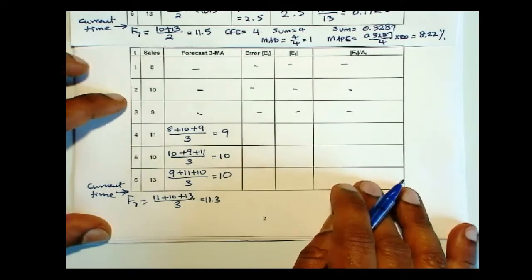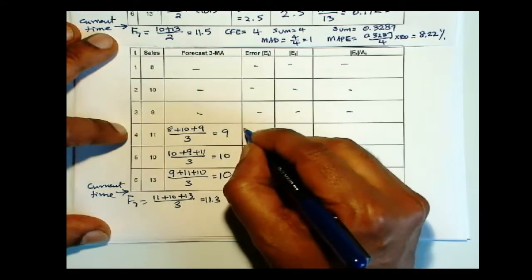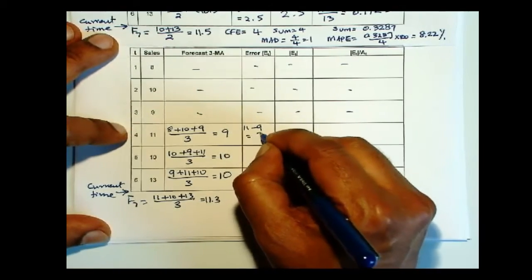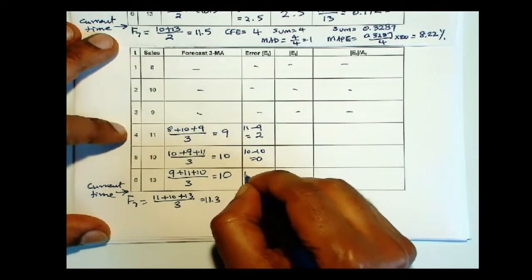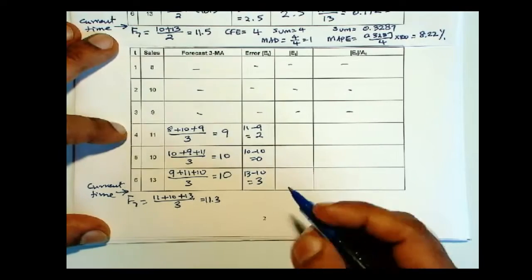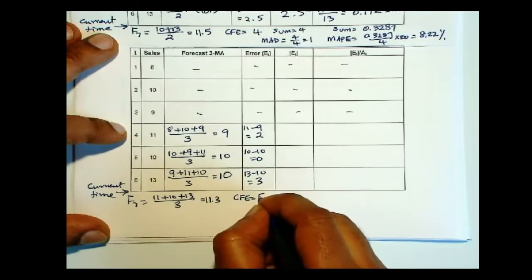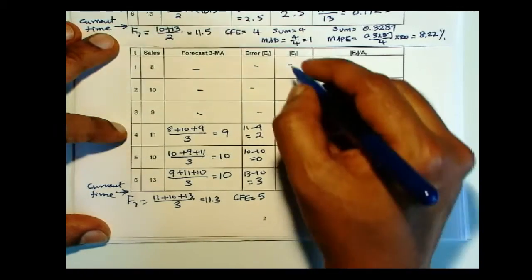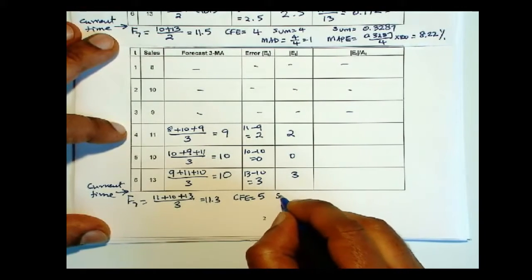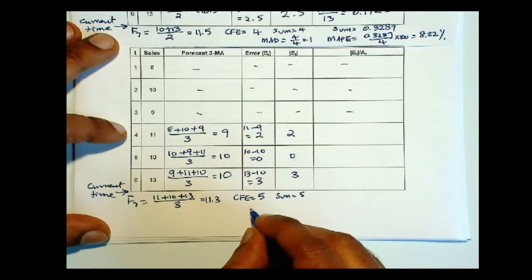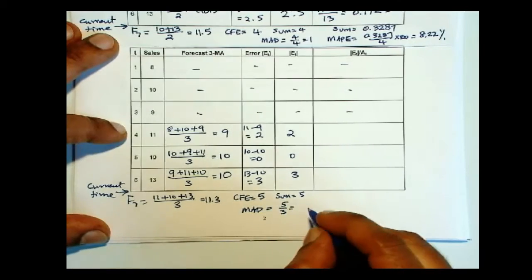Now if you compute the forecast errors, 11 minus 9 is 2, 10 minus 10 is 0, 13 minus 10 is 3. Now this sum will give you cumulative forecast error, which is 5. The absolute error is 2, 0, and 3, and this sum is 5. So MAD is 5 over 3, which is 1.67.